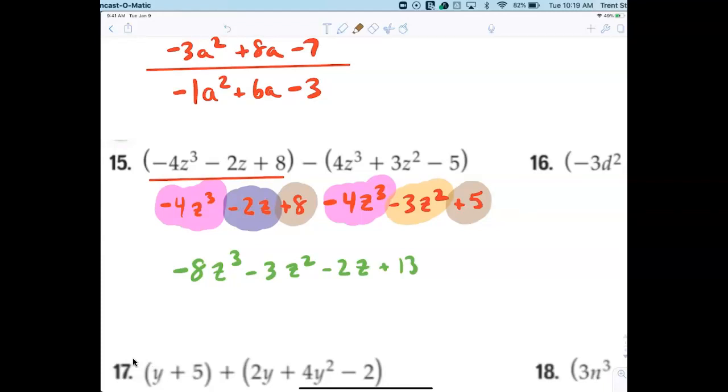Come on now. Good job, Aiden. Let's go. I can't hear you. Speak up, buddy. Sorry. Because z is different than z squared. Z is different than z squared. They have to be exactly the same in order to add. All right? Here we go.